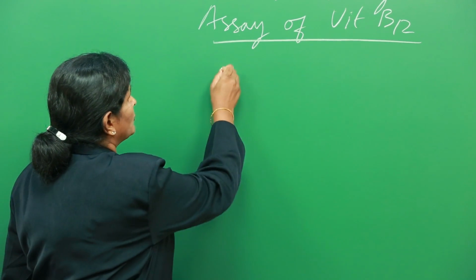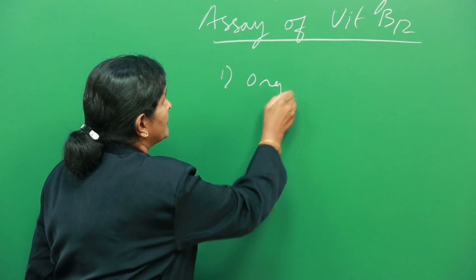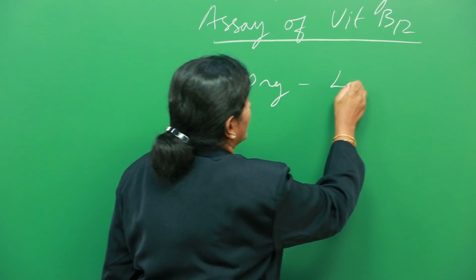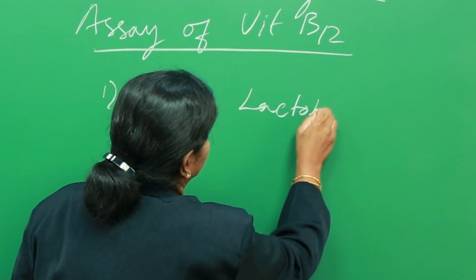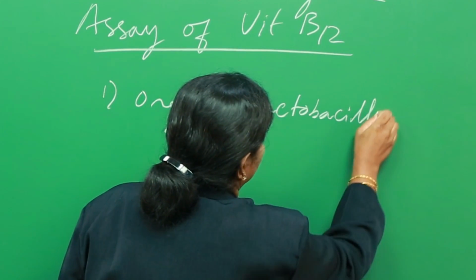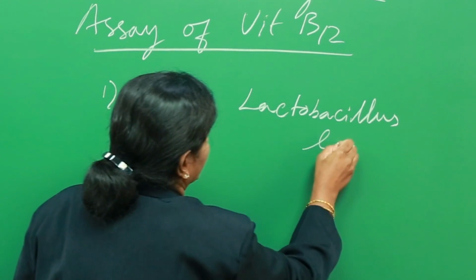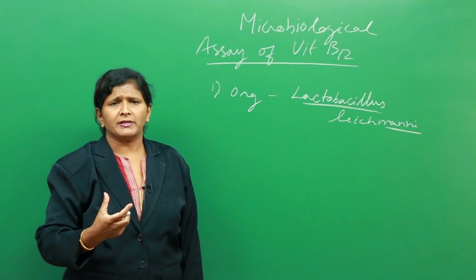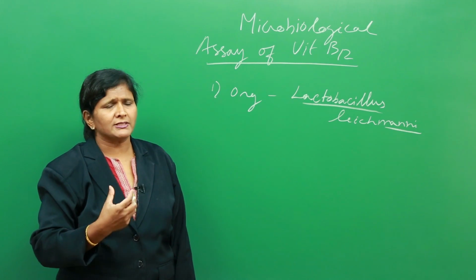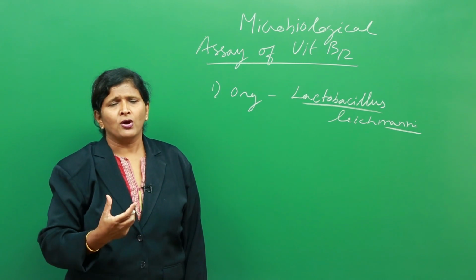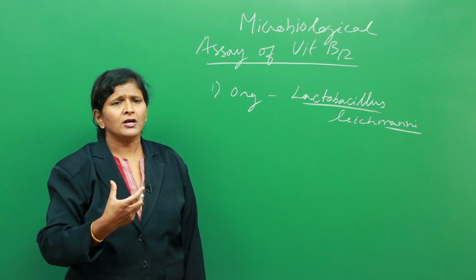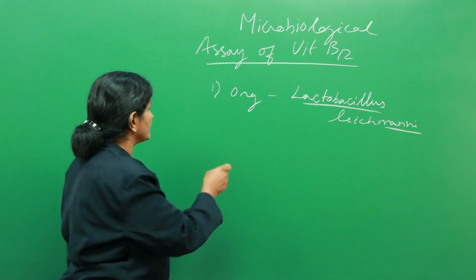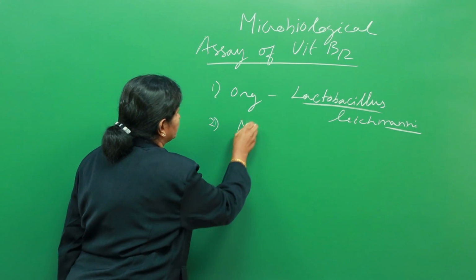So first again you need an organism. For vitamin B12 you have a definite organism which is used. It is called Lactobacillus leichmannii. Now this organism grows well in presence of vitamin B12. So B12 is required for the growth of this particular organism. So we try and measure the enhancement of growth by vitamin B12 of this organism. Then you need a medium.